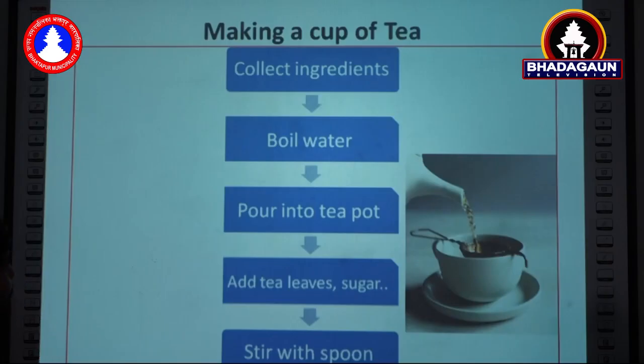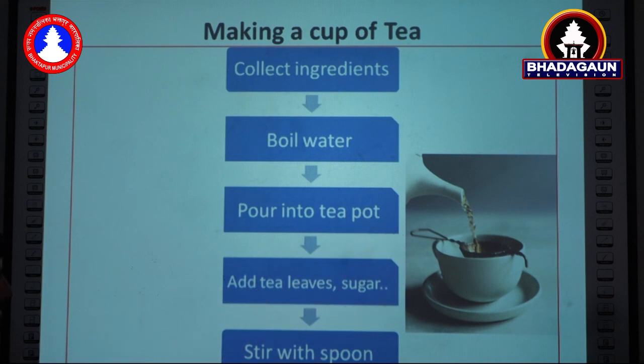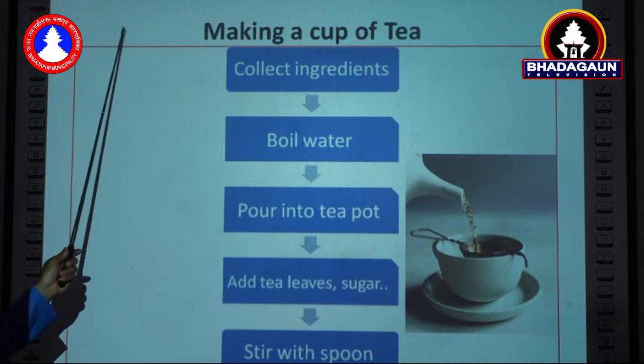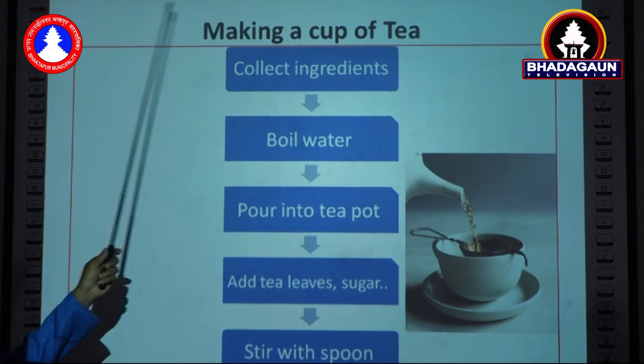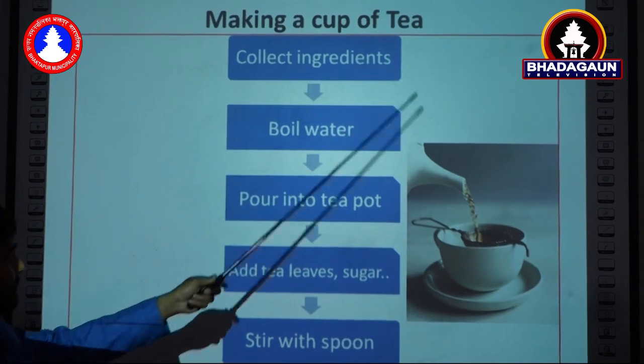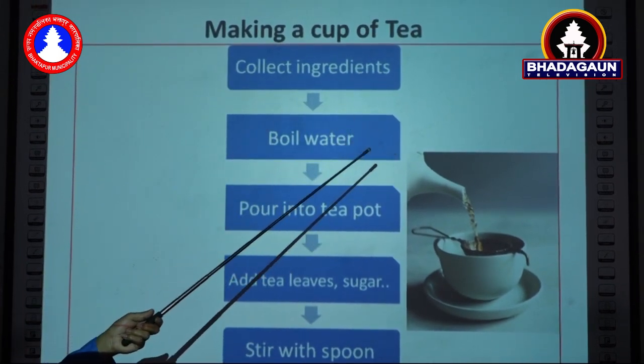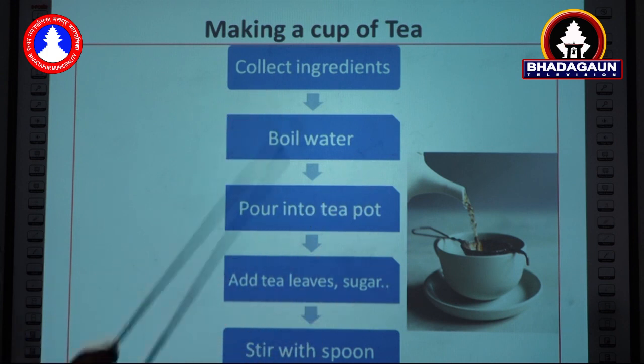One topic you can see on the screen: making a cup of tea. I have not designed the question, but regarding this example, the question can be: write a set of instructions or a recipe to prepare a cup of tea. These are the clues given in the question, but I have made a flow chart of these clues.